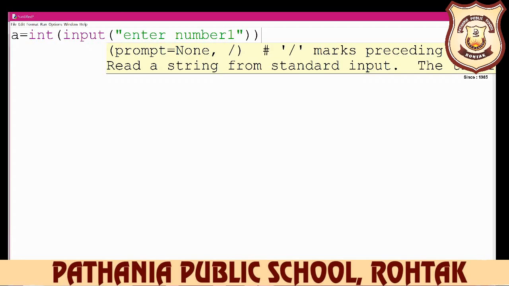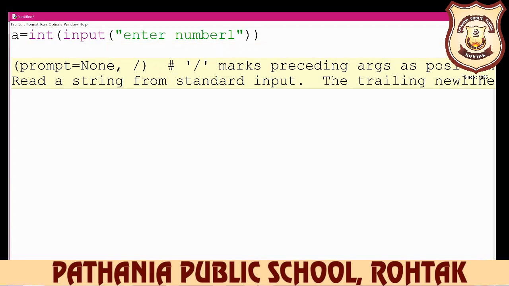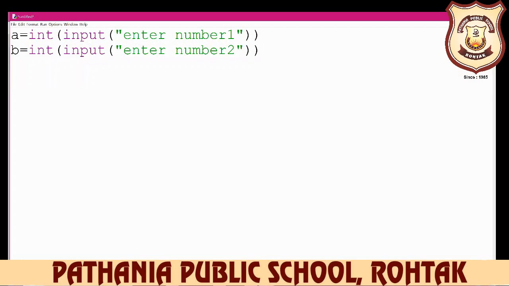So this bracket is for your input function, and this is the main variable function. The bracket is closed for the integer. After that, you again press the Enter key, then you write b is equal to, again our value is a number, so you write input, and then you write "Enter number 2", then close the inverted commas and close the brackets.